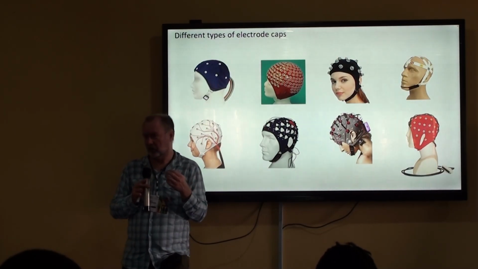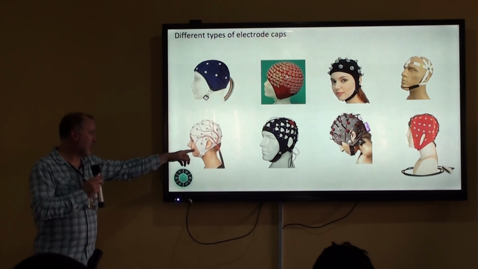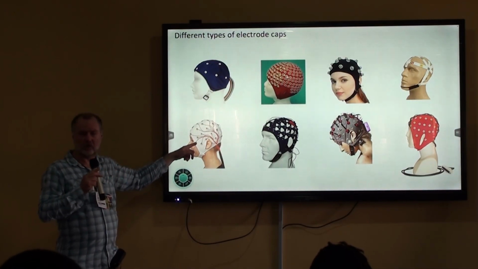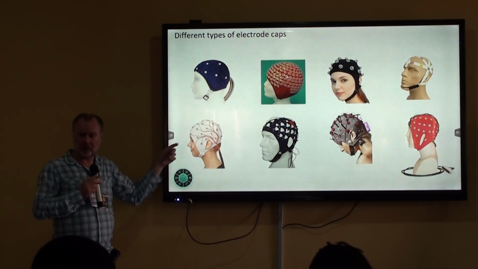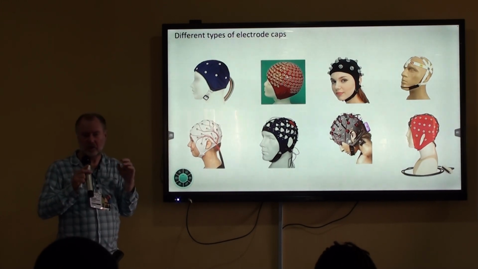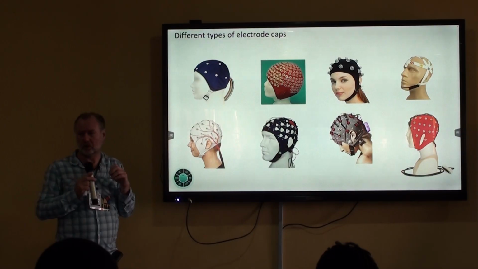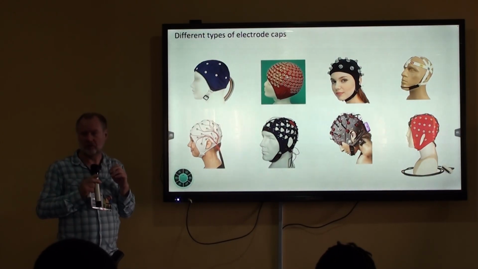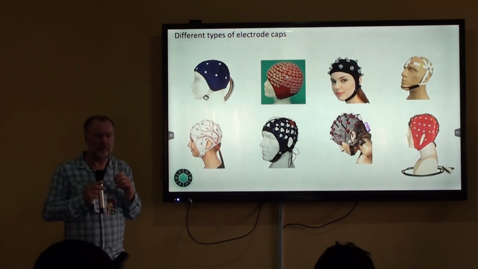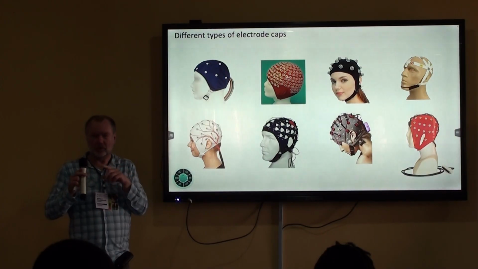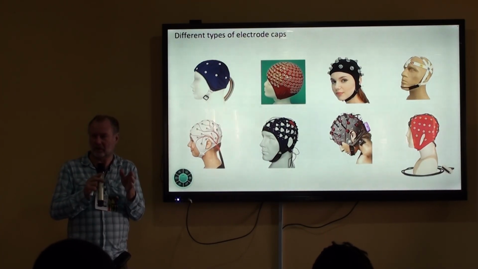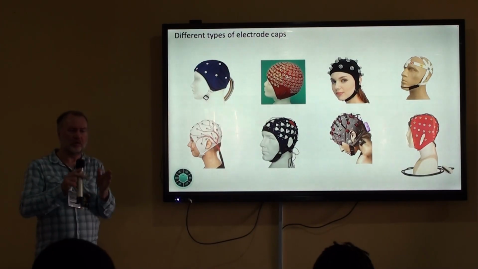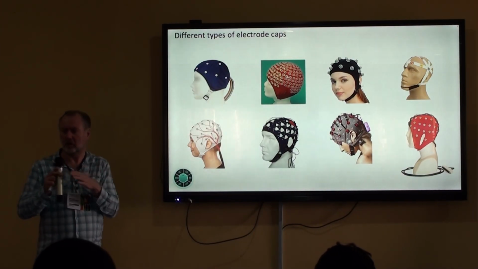These type of electrodes, I just happen to know, are about 20 euros a piece. So with a 32 channel cap, that's about 600 euros worth of electrodes. If you have a 64 channel cap, it's already more than 1,000 euros worth of electrodes. So you can imagine that if you need to have 2 or 3 different sizes, you're spending a lot of money on electrodes.